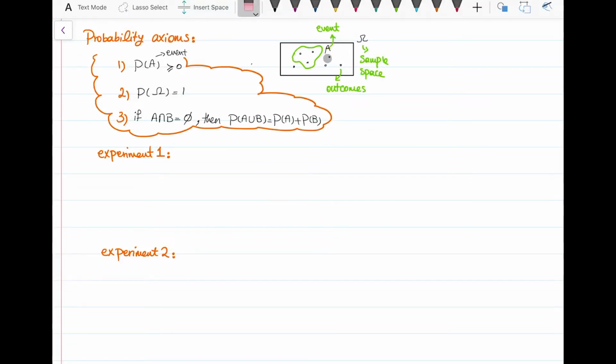Let's talk about probability axioms. If we have a sample space omega, and the sample space is the set consisting of all the outcomes of an experiment, then an event A would be any subset of the sample space. By the first axiom, we say that probability of any event is greater than or equal to 0. Probability of the sample space is 1, and if we have 2 disjoint events, then probability of their union is the summation of their probabilities.